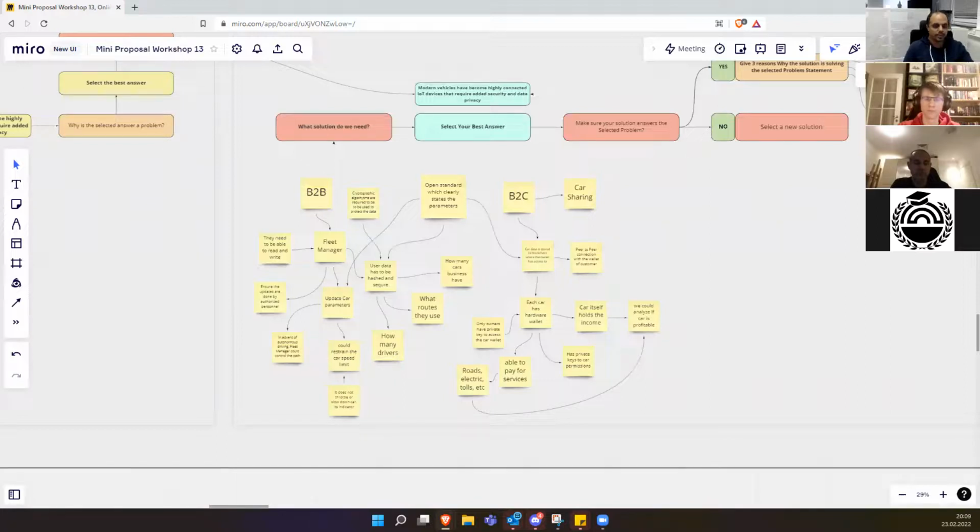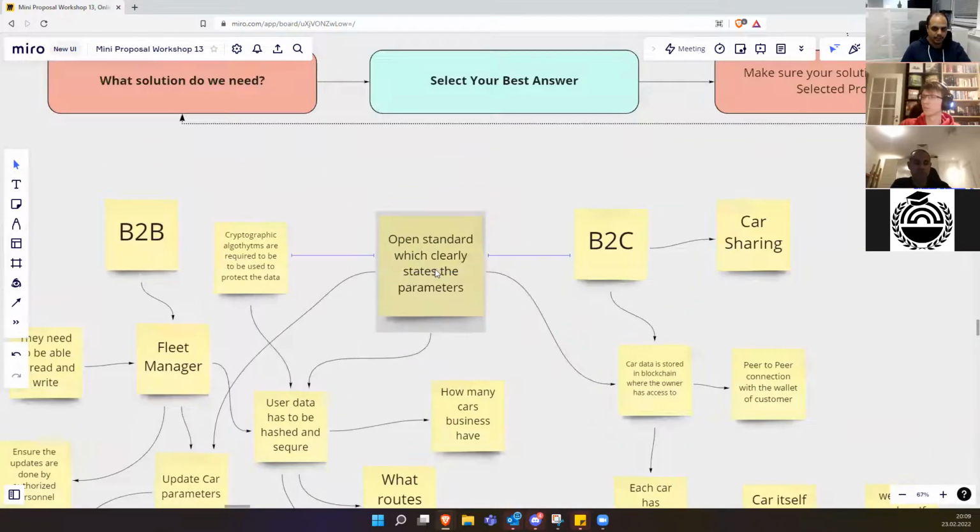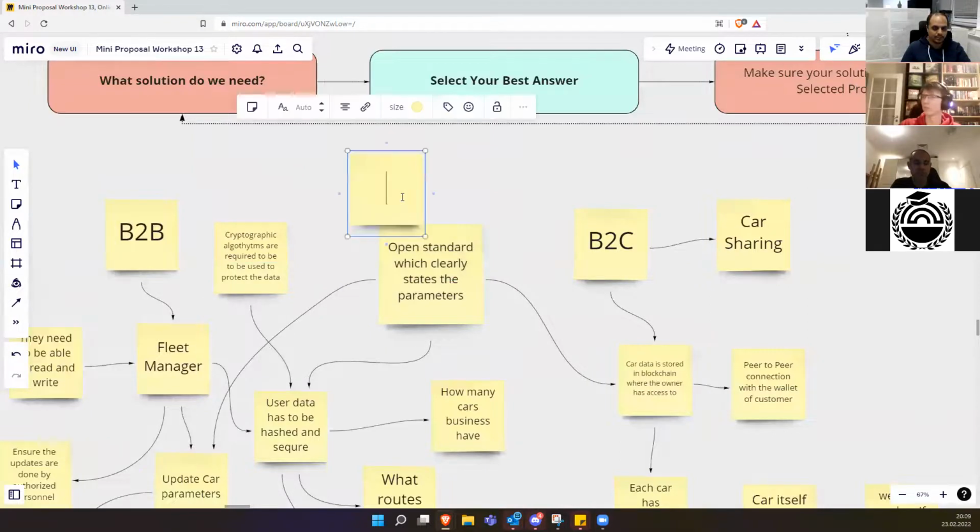It's a perfect point. Yes, and this is also our vision, to make Cardano a standard for the automobile industry. You said it well. This is our mission.